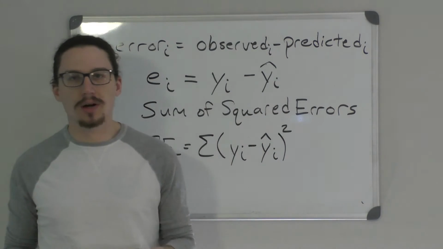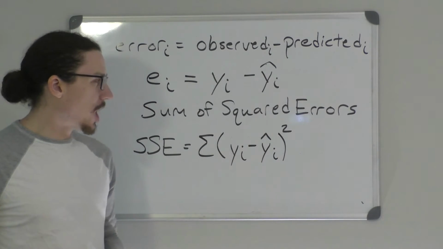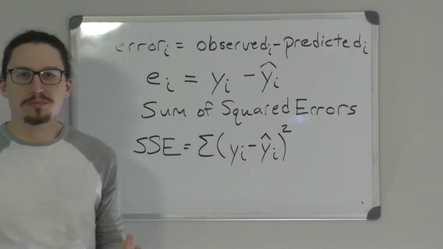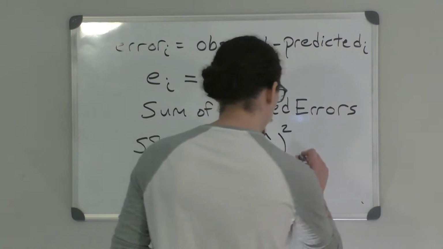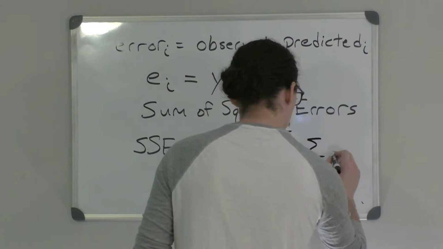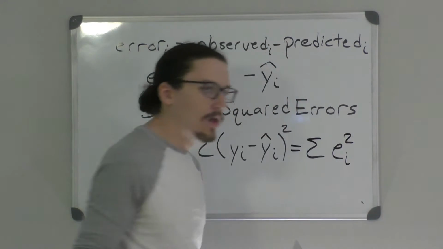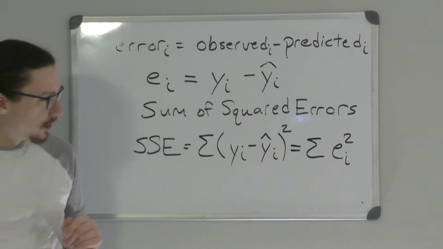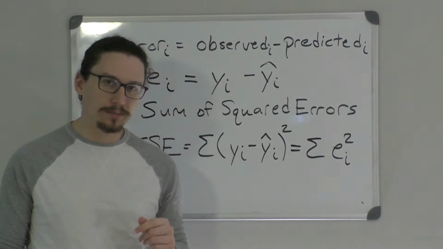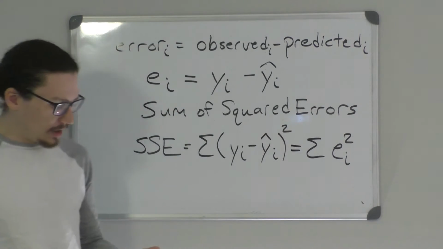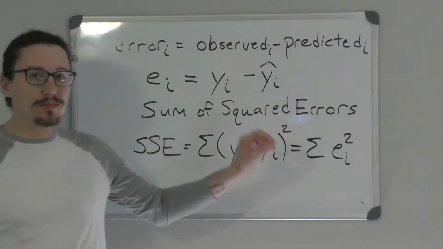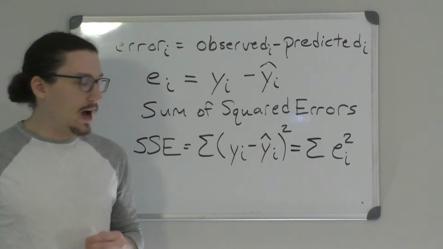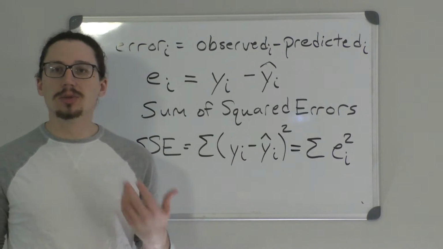So nothing too terribly shocking. These are our errors. We're going to square them and sum them. So we squared them, now we're summing them. That is what our sum of squared errors is. We'd also write it as the sum of the actual error value, so the sum of e_i squared. Again, the line that has the smallest sum of squared errors is going to be the best fit. And we call this line the least squares line.